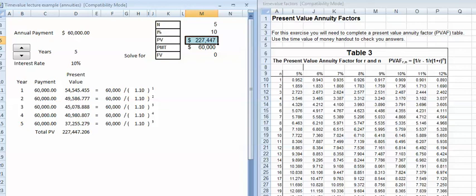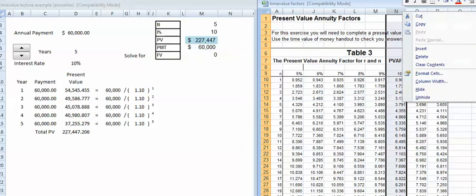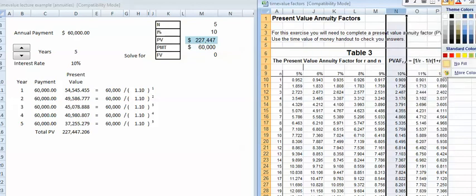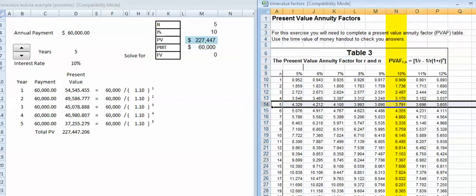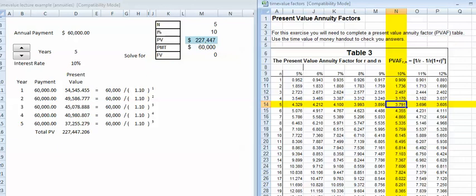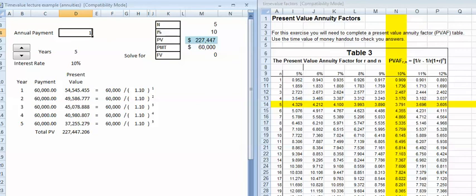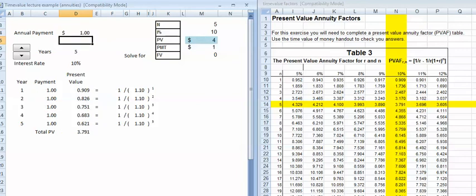Finally, solving for the present value, we would get the $227,447. Finally, we could also use our present value annuity factor tables. We would come over to our 10% interest rate, and we would highlight that. We would come down to 5 periods, and where the two intersect, we have a factor of 3.791. If we multiply that 3.791 by the $60,000 annual payment, we will get $227,447.